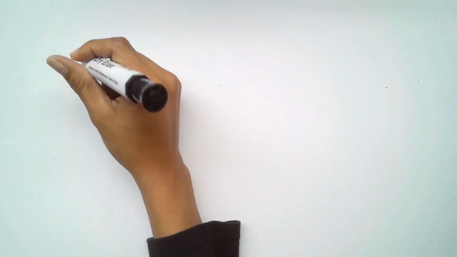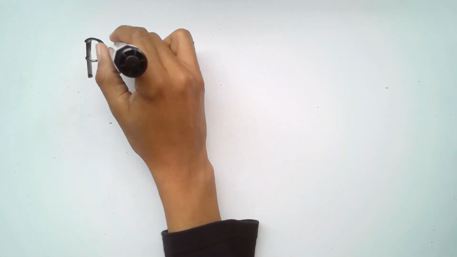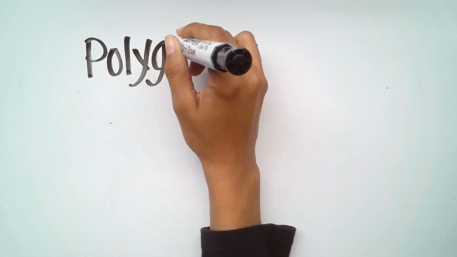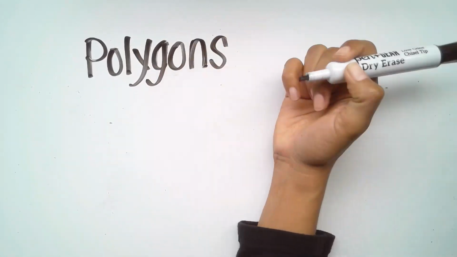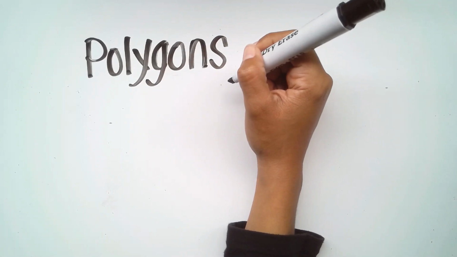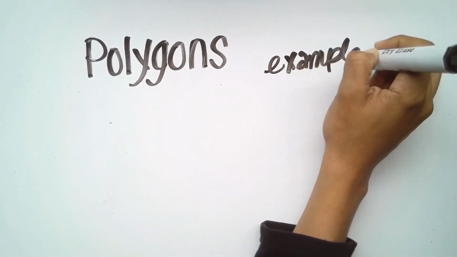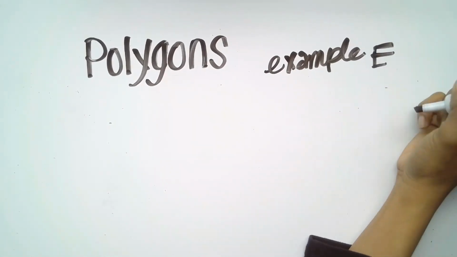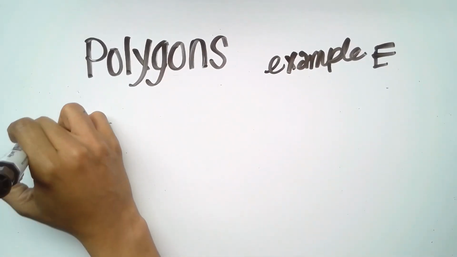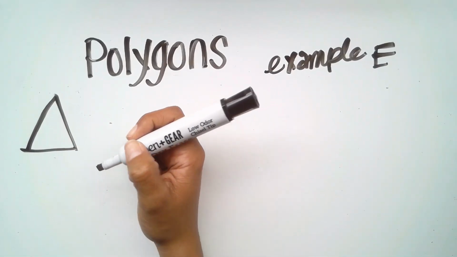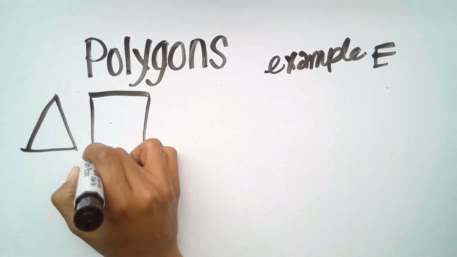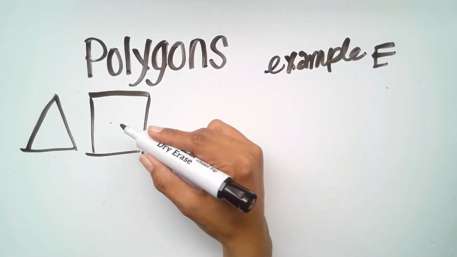All right, so we've got to talk about polygons, and polygons can be four-sided shapes, but sometimes they're shaped like other things. So on example E, or section E in your book, you will see that there are a number of different types of polygons. We have triangles. Triangles have three sides. We can have a regular polygon like a square or a rectangle. That's what we just did.